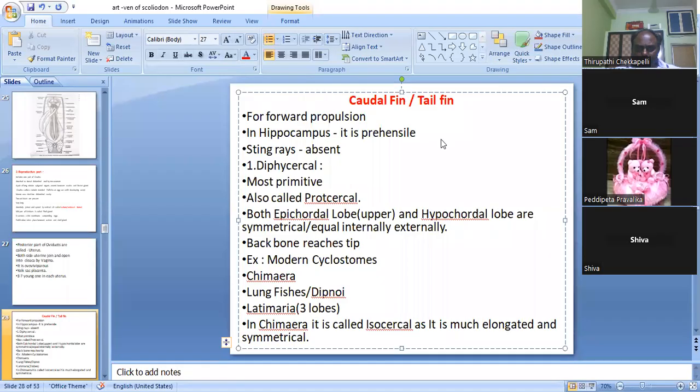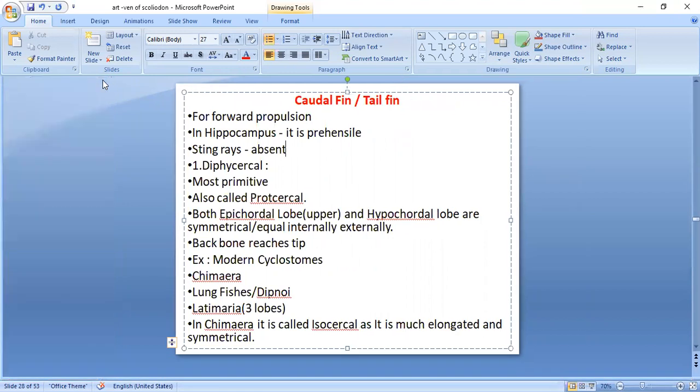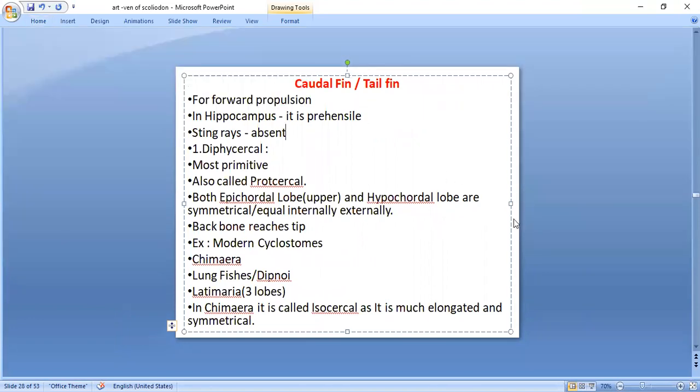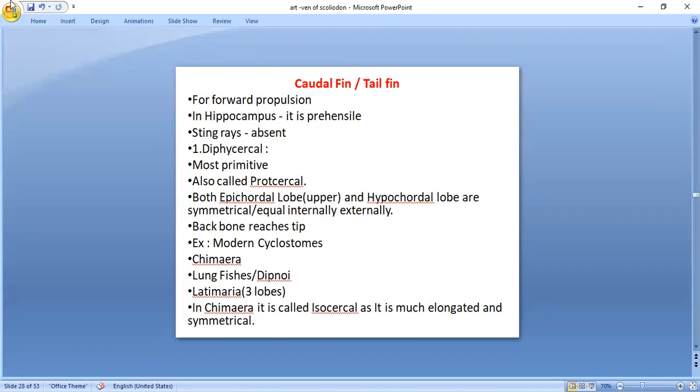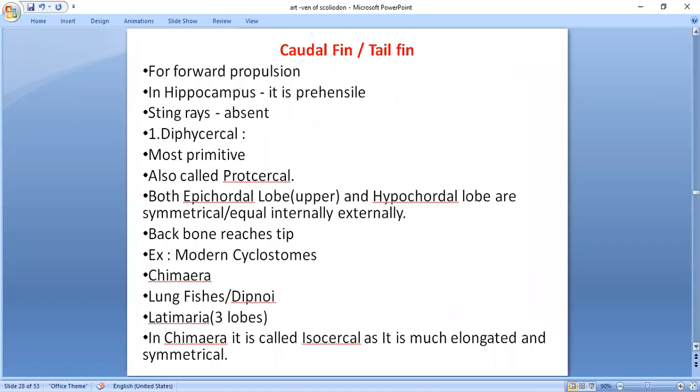So this is not included in the syllabus, but still it is given, you know, up until PG syllabus, so we should also better cover these two parts from the basics. So, small topic. After this, let's go to amphibia. Right. So, caudal fin or tail fin.